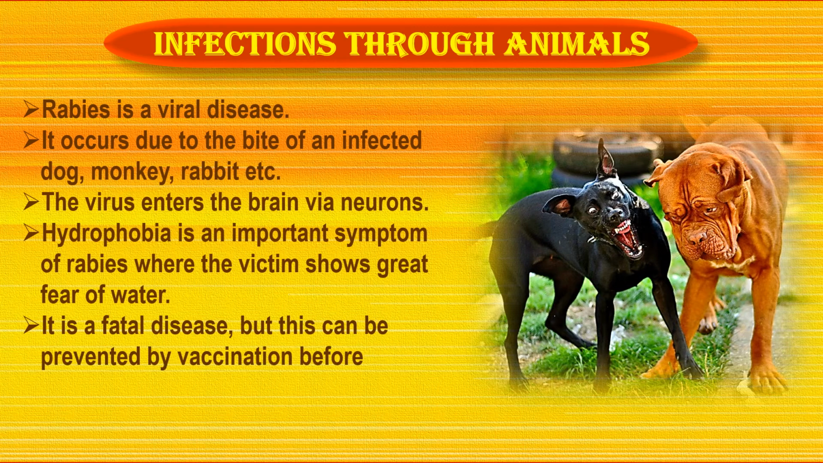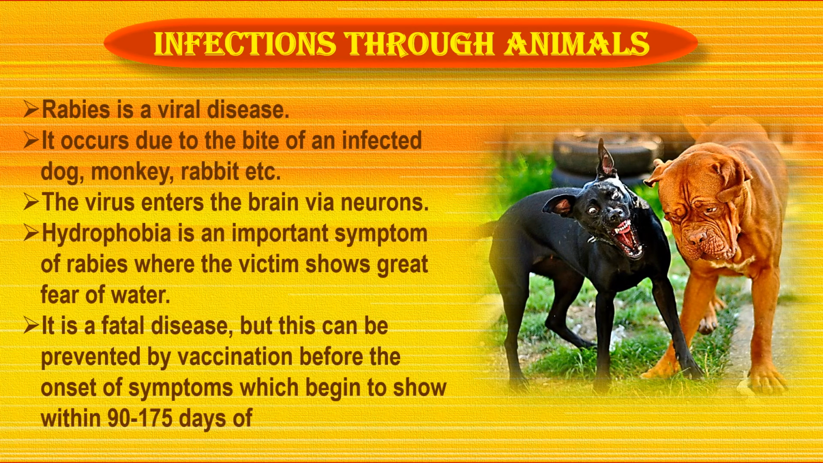It is a fatal disease, meaning a person can die due to rabies, but this can be prevented by vaccination before the onset of symptoms, which begin to show within 90 to 175 days of the dog's bite. So if you have been bitten by a rabid dog, you can die of that disease, but you can prevent this by vaccination. Immediately go get yourself injected, because the symptoms only begin to show within 90 to 175 days of the dog bite.